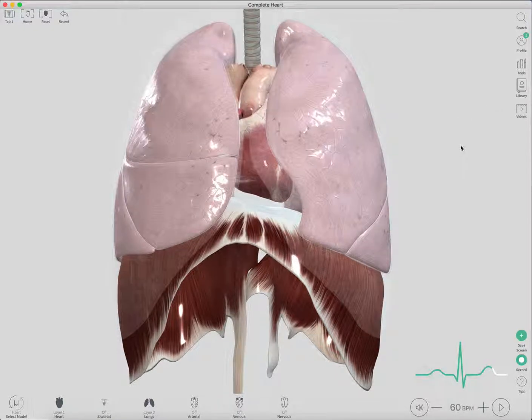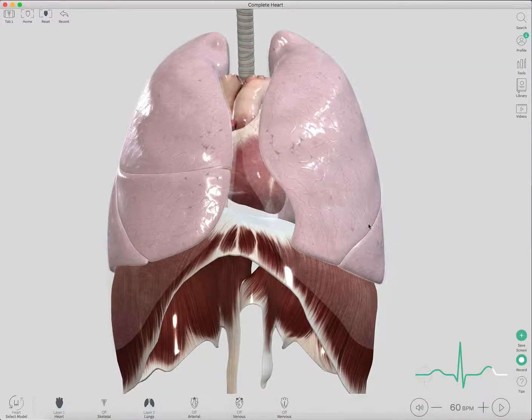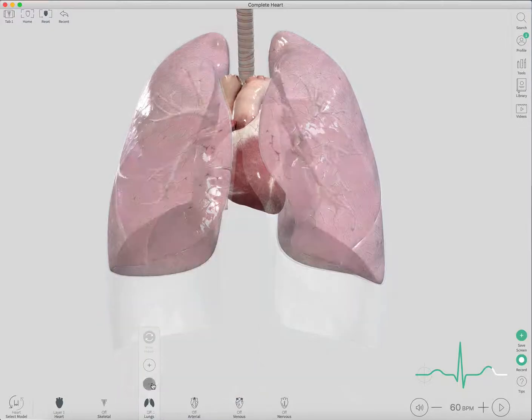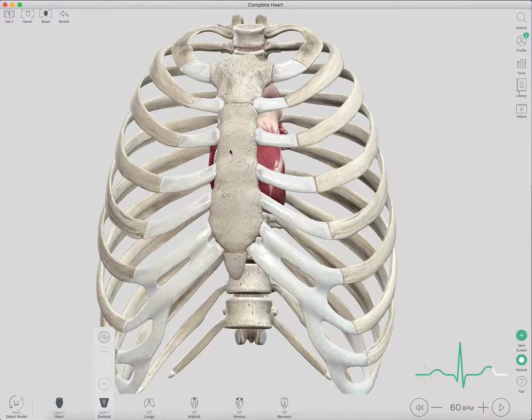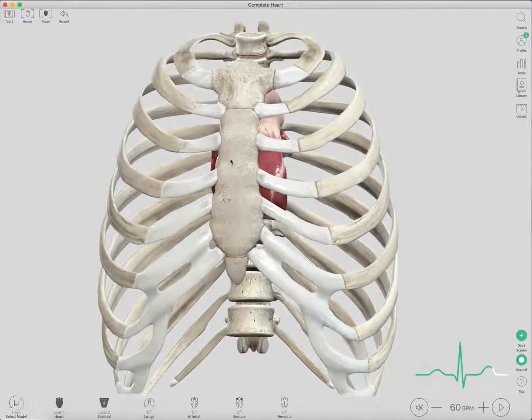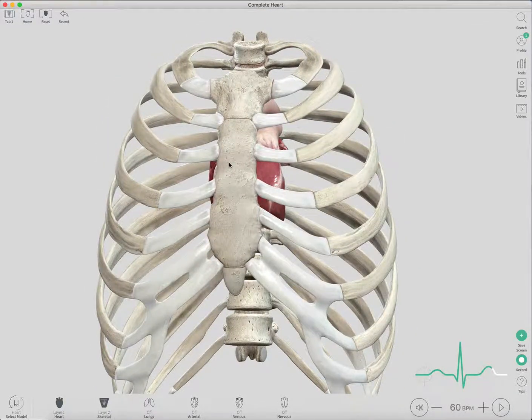So the heart is located in the thoracic cavity, and it's located in the center portion of the thoracic cavity. If we were to turn off the lungs layer, and then turn on the skeletal layer, it illustrates that the rib cage encloses the thoracic cavity, and the heart is in the center of it.